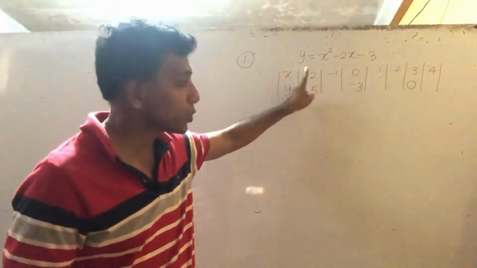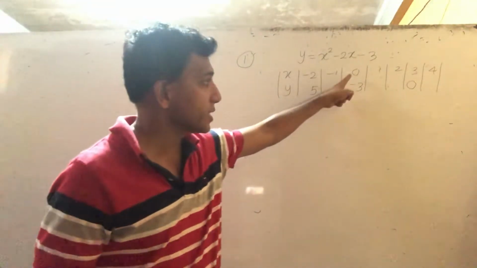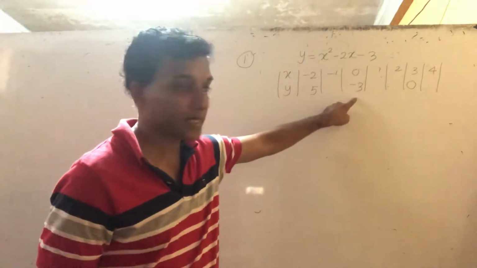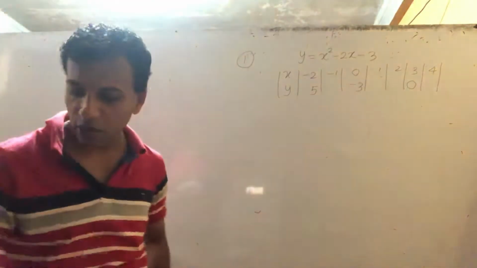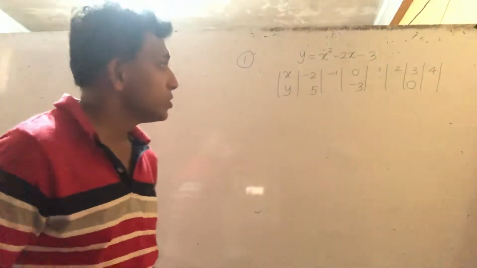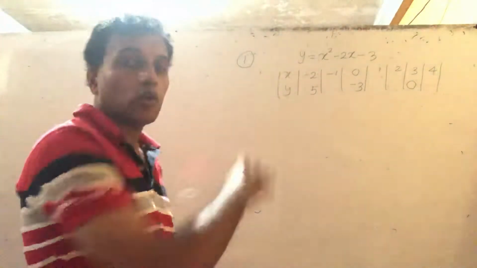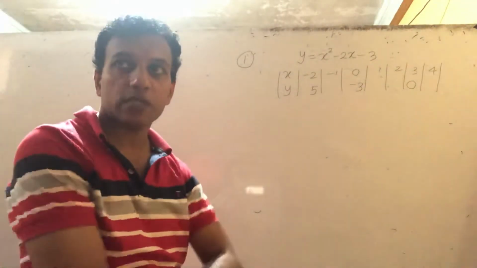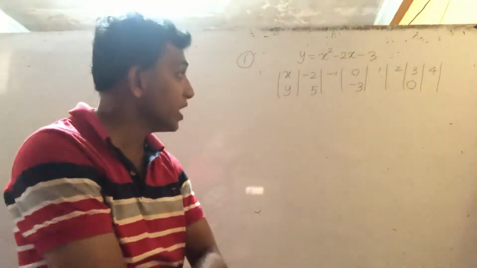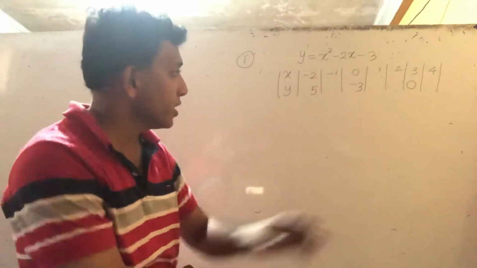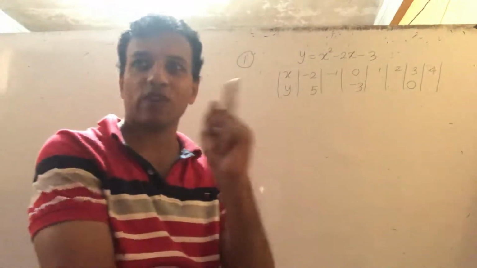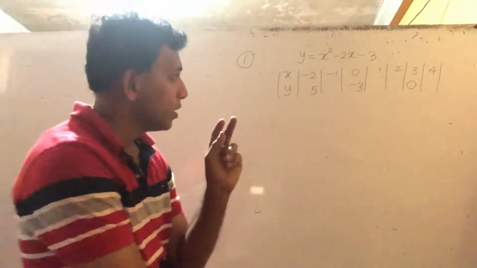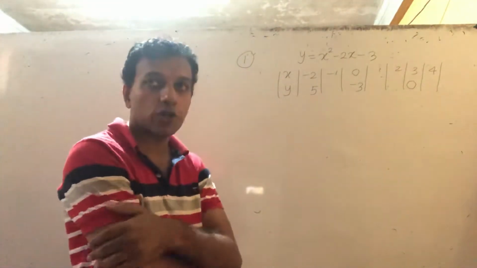X is minus 2, y is 5. X equals 0, y is minus 3. X equals 3, y is 0. So we complete the other blanks. So write the equation, copy the chart, table, and first you fill the table, right? Here I ask 4 blanks, but in O level they ask 1 or 2 blanks, right? No matter, you improve the substitute knowledge.